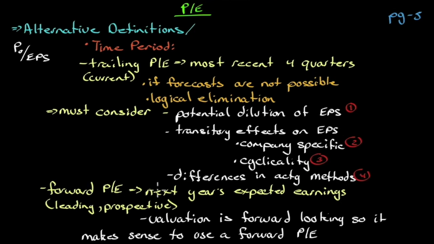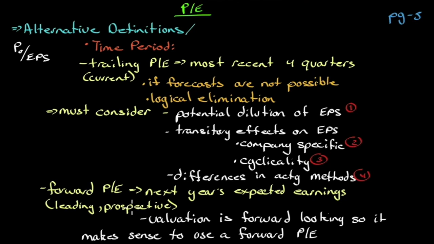The forward PE is next year's expected earnings. This is where we get into quite a few different variations of what the forward PE is. How do you measure next year's expected earnings? And you may think, well, it's next year's expected earnings. Well, we're going to see that there are 3 possible ways that you can measure next year's expected earnings. It's also called a leading PE or a prospective PE.